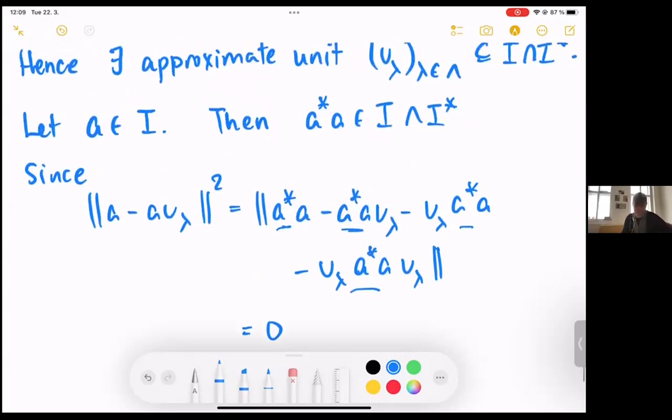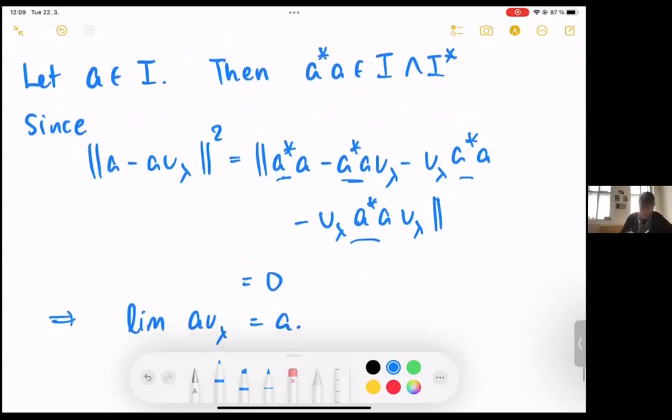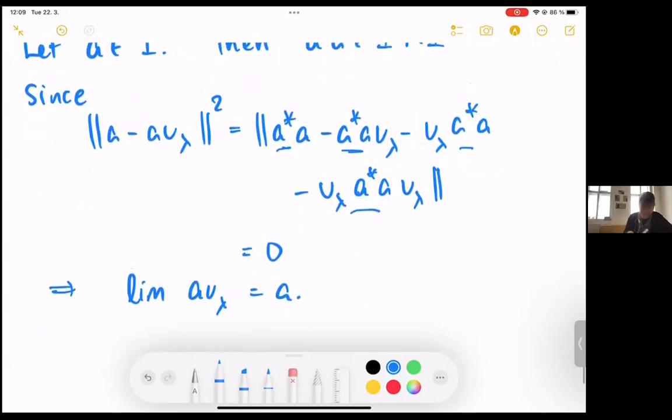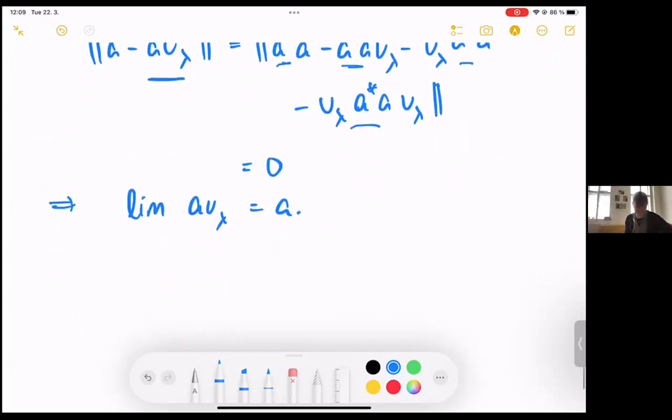So multiplying this out using the C-star equality, all of these guys are happily living in our I here. So that's going to be 0. And then I suppose the last thing to notice is that if a was not in I, but in fact in A, then, well, that's in I because I is an ideal.